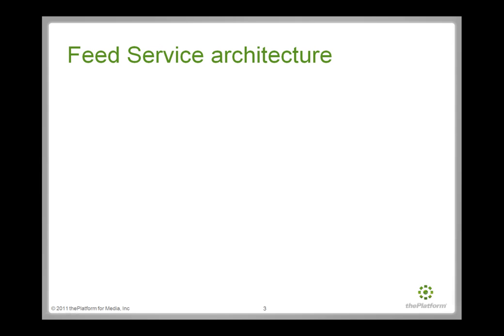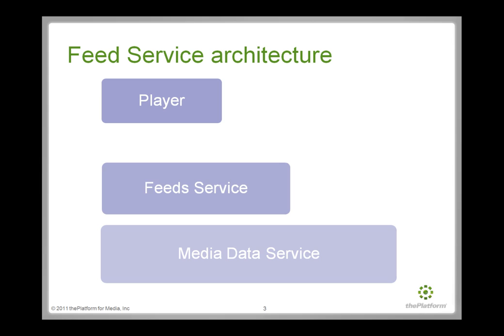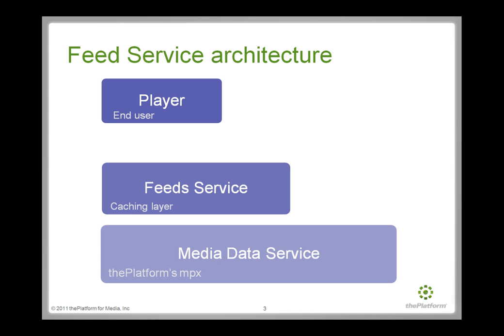Let's take a look at the feed service architecture. The feed service can be viewed as a caching layer on top of the core MPX system. The feed service provides high-volume, read-only access to media metadata stored in the platform's media data service in MPX. End-user applications, typically a player, use the feed URL to request data from the feed service. The feed service checks for that request within the cache and if the content is within the allowed cache lifespan.